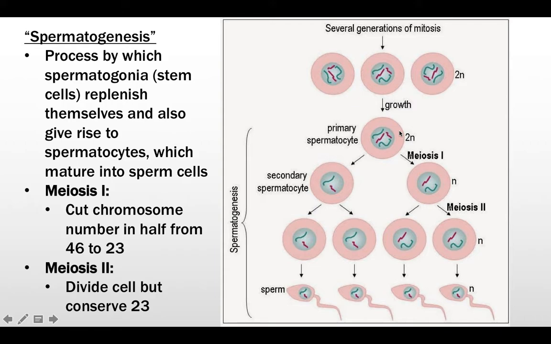So in the first round of division, meiosis 1, that's when we cut our chromosome number in half. So if this were a human, we'd go from 46 down to 23. Meiosis 2, all we're doing is creating two cells from one. We're just dividing, but we're preserving that chromosome number of 23, which you can't divide evenly anyway. Over time, these cells will mature into sperm by acquiring the tail, the little flagellum, as well as the pointy head, and we'll discuss the anatomy of a sperm in a moment.